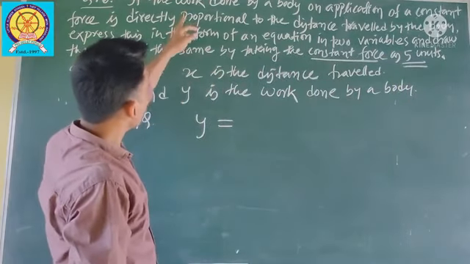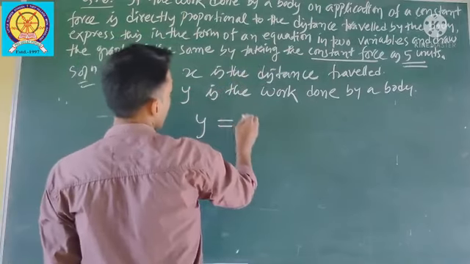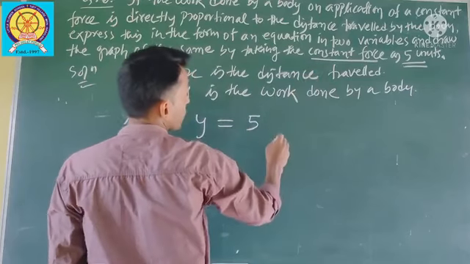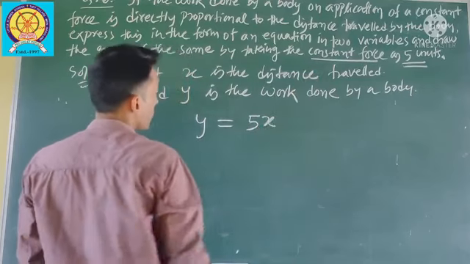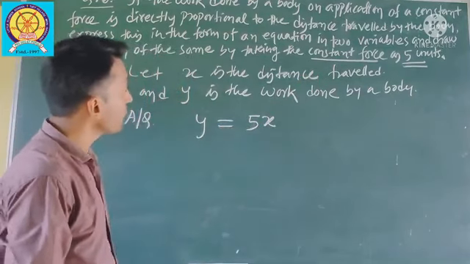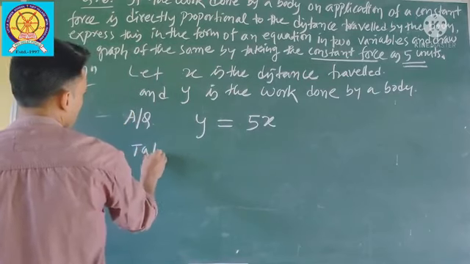So work done is directly proportional to the distance traveled. So for distance we have 5x, since the given constant force is 5 units. So as per the question, the equation will be y is equal to 5x. Now we will find out the points.